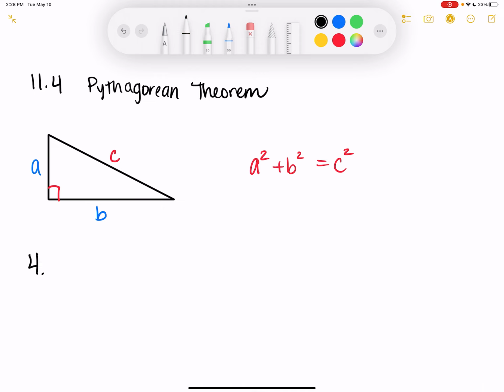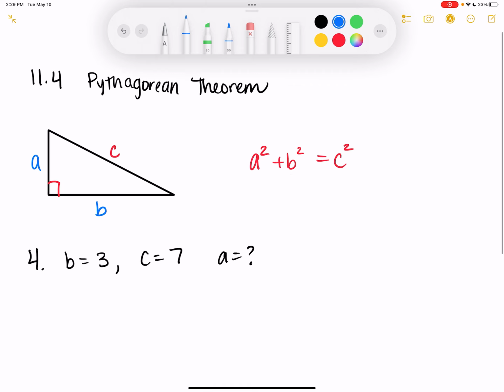Alright, so b equals 3, c equals 7. So we want to find out what a is equal to. 4. No. 81. Alright, so we plug stuff in.